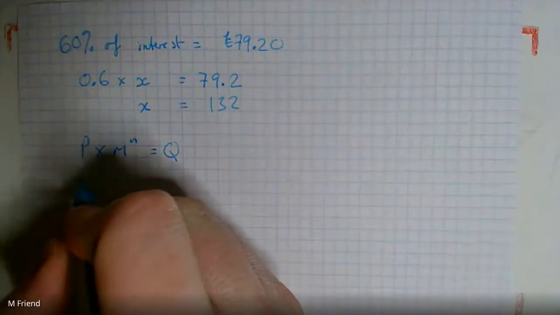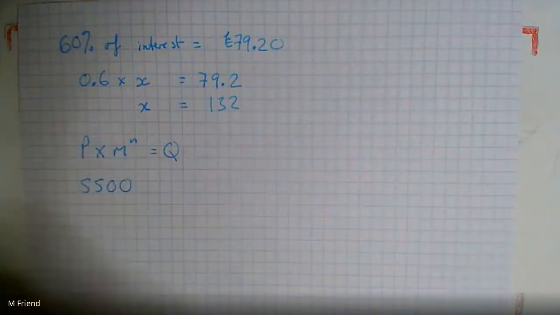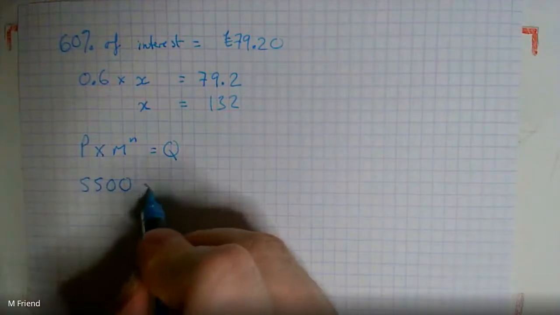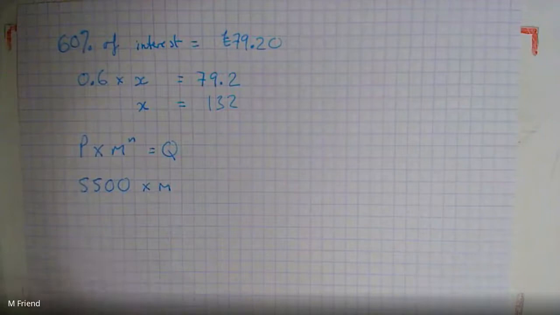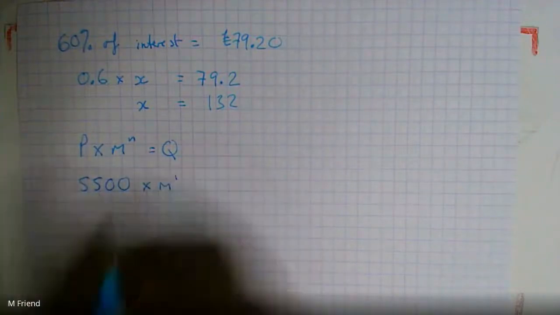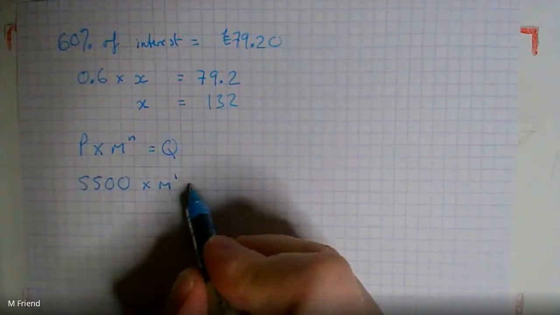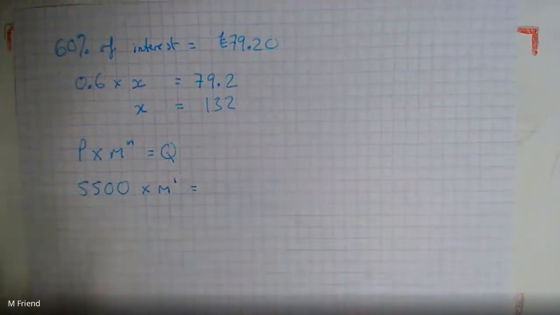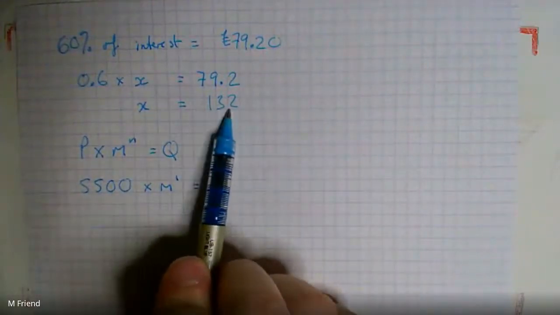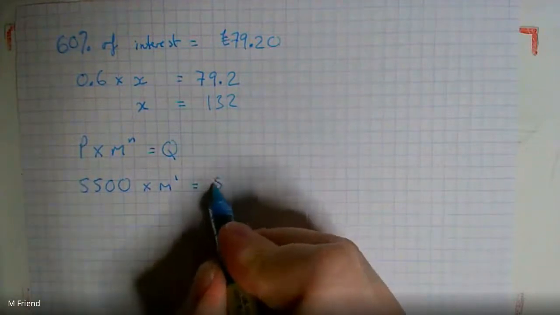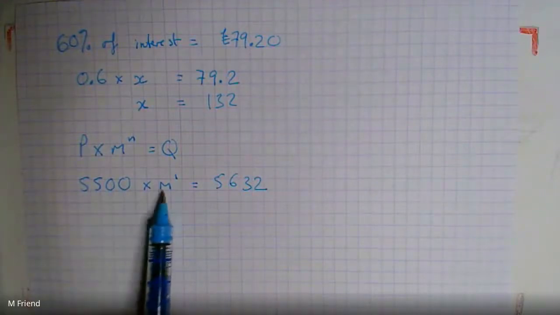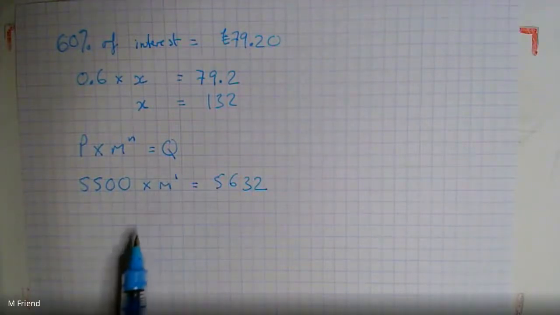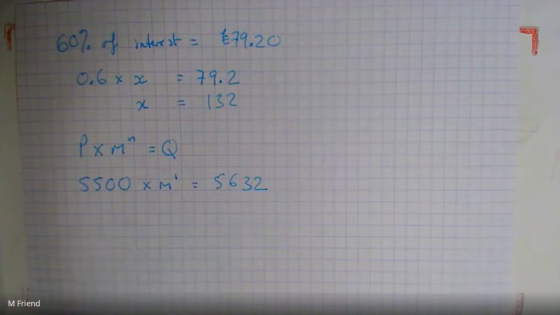It's starting with 5500. We're multiplying by a mystery multiplier. I don't know what that is because I don't know the interest rate. And it only happens once. You only get the interest once. And the Q is 132 more than you started with. So that must be 5632. Okay? What money you started with gets increased using some sort of multiplier, but only once. And you end up with 5632.